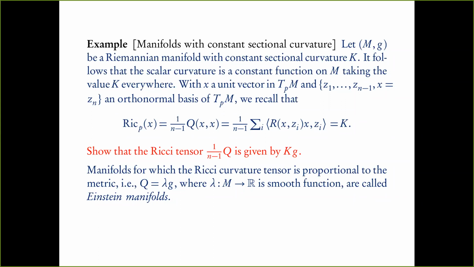The first example of such a manifold is obviously the example that we started with. Any manifold with constant sectional curvature is an Einstein manifold, because lambda can be taken to be the constant function k times n minus 1, rather.